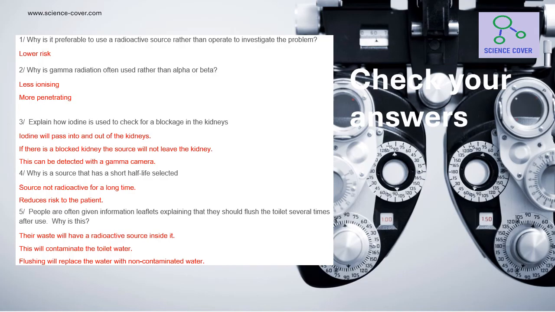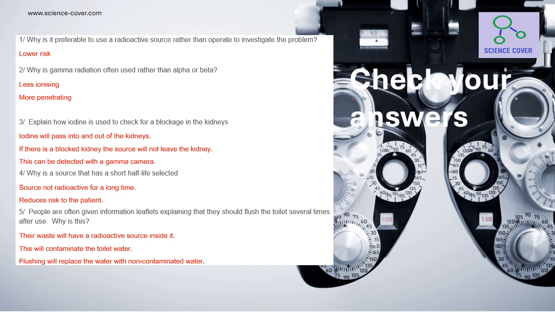Let's check our answers. Why is it preferable to use a radioactive source rather than operate to investigate the problem? It's lower risk to the patient. Why is gamma radiation often used rather than alpha or beta? Gamma is less ionizing and it's also more penetrating. Explain how iodine is used to check for blockages in the kidneys. Iodine will pass into and out of the kidney. If there is a blocked kidney, the source will not leave, and so this can be detected with a gamma camera.